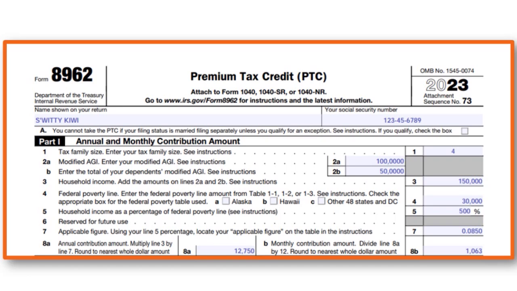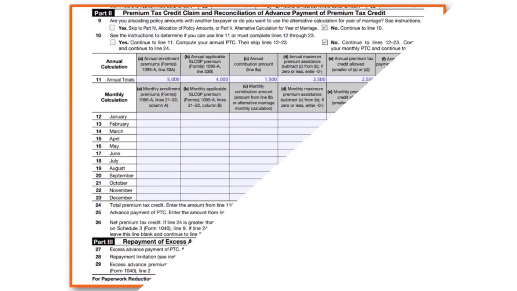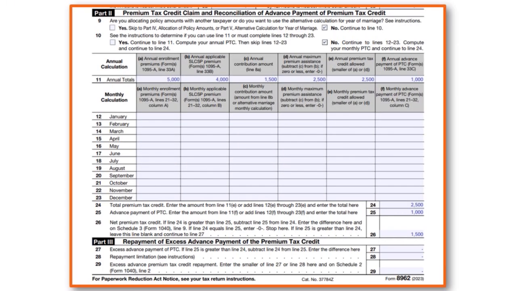Line 8A is pretty straightforward, the annual contribution. When you multiply line 3 by line 7, that's what you have. And 8B, you have $1,063. I want to show you here, part 2 is pretty straightforward in terms of the annual totals. Again, we are speaking about the premium tax credit, and the annual totals amount to $5,000. Again, we are speaking here about our hypothetical situation. Line 24, 2,500, line 25, 1,000, and line 26, $1,500.